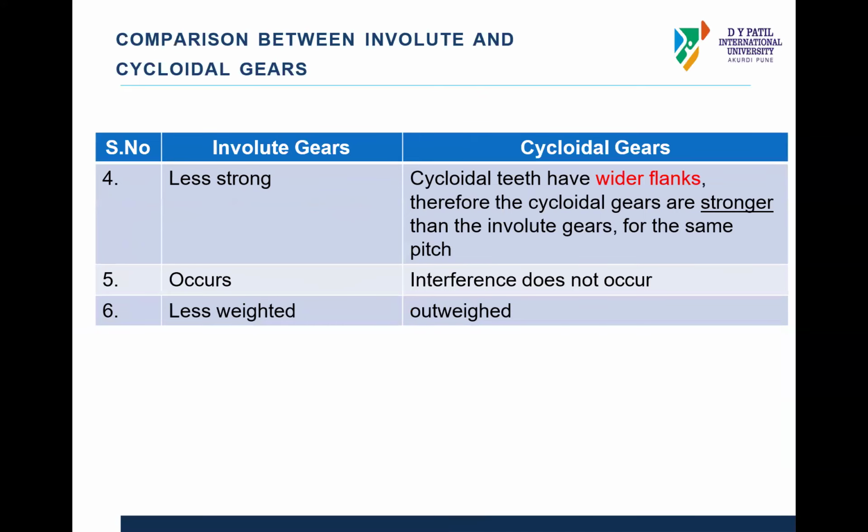Okay. Then the involute gears are less strong. Cycloidal gears have wider flanks because they have a variable pressure angle. So these gears are a little bit stronger as compared to involute gear. Okay. Then interference is more in case of involute, whereas in cycloidal, interference is less. Again, it is less wasteful and it is outdated. So this surface is a little bit larger as compared to involute gear. So these are the basic differences between involute and cycloidal gears.